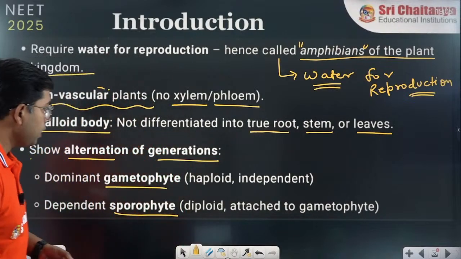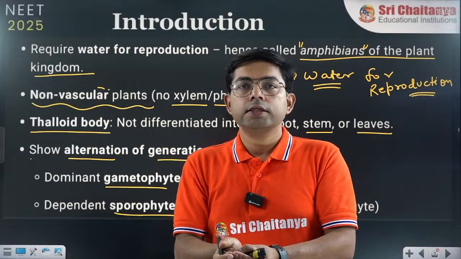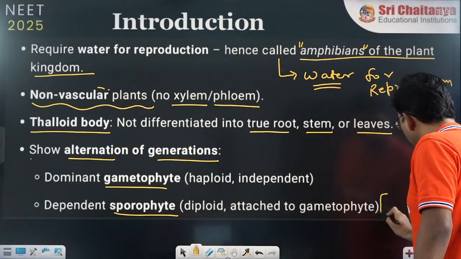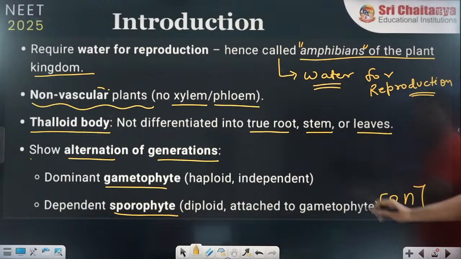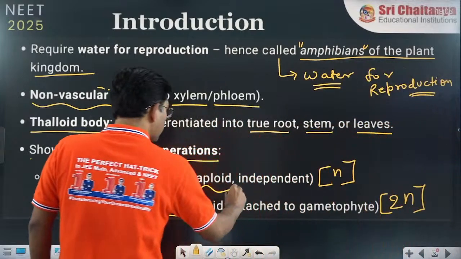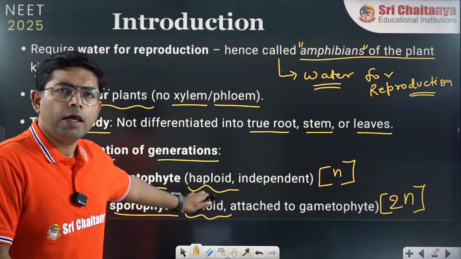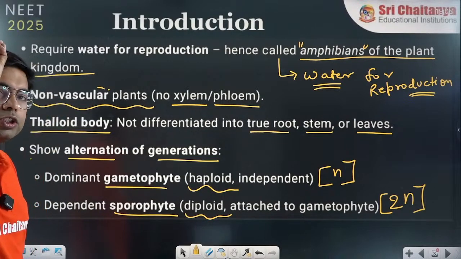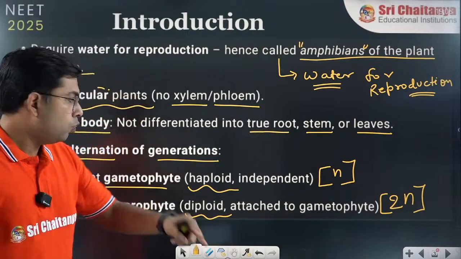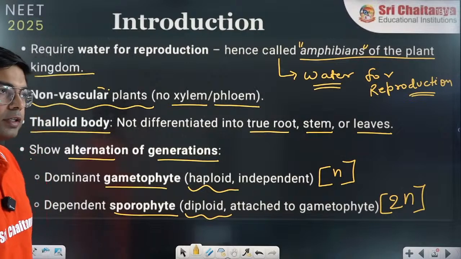First, just simple terms. You all must know what is haploid and what is diploid. When a cell has a pair of chromosomes, then it is called diploid. Diploid is represented by 2n and haploid is represented by n. So gametophyte is haploid and sporophyte is diploid. We will see it in a little detail in a while. But just remember this point, that bryophyte has two stages in the life cycle. One stage is called gametophyte, another stage is called sporophyte. Till this point everything is clear.